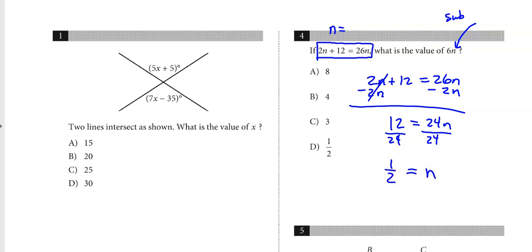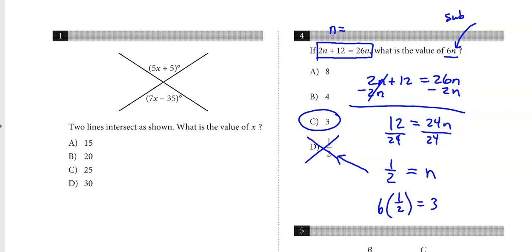But they don't want 1/2. They want you to pick this answer because they want you to stop early. Don't make that mistake. You actually have to now figure out what is 6 times n. So 6 times 1/2 gives me an answer of 3. So that's kind of the traditional way.